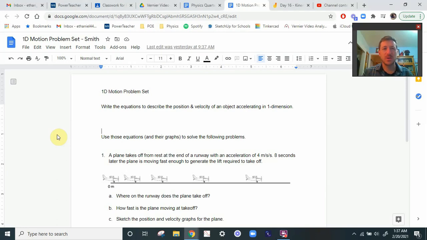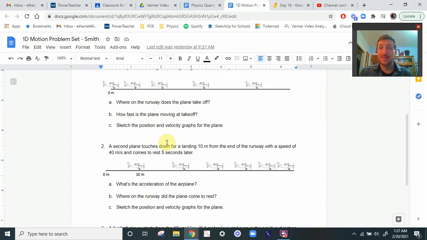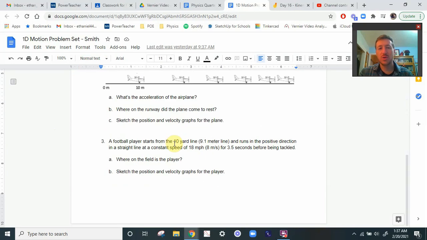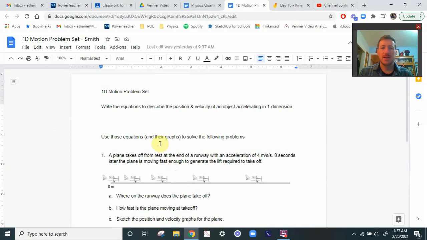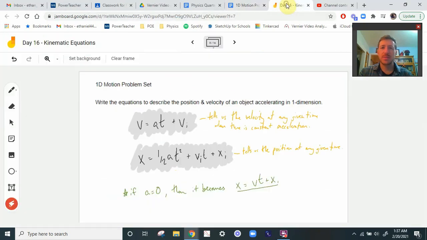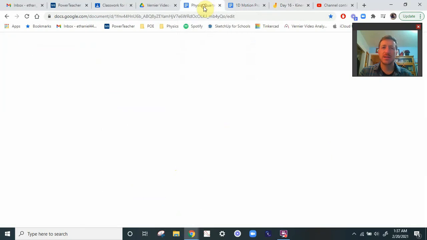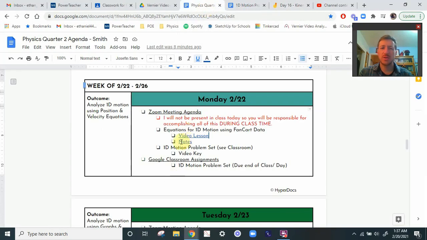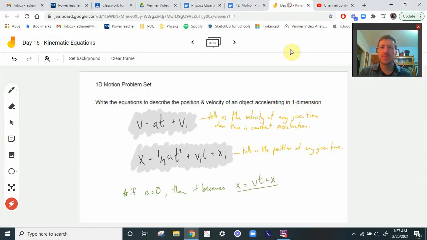Okay, so this is a key to go over the 1D motion problem set. If you need help with any of these problems and you're having a hard time with them, this is your place to turn. I'm going to go over all of the problems in this problem set here in this Jamboard, and you can access these as always from the quarter agenda. The notes are right here under today's date.